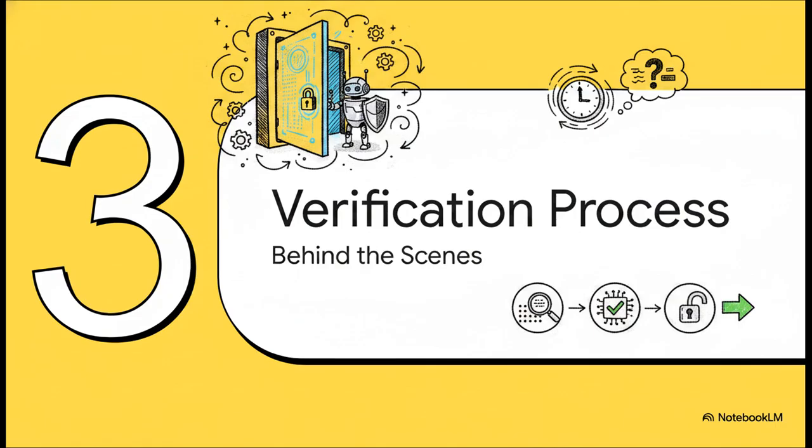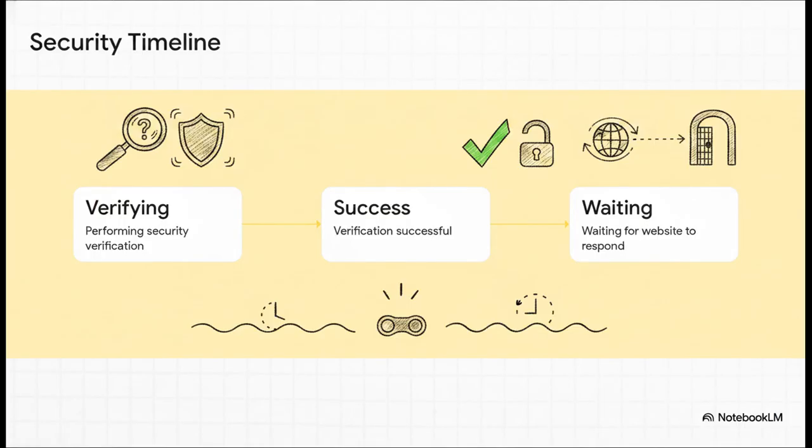Which brings us to Section 3, the verification process. And this brilliantly illustrates the timeline. While we just sit there staring at a loading screen, a precise three-step dance is happening entirely behind the scenes. First, it performs the active security verification. Second, a successful verification judgment is made. And finally, the security service waits for the main website to actually respond and open its doors.